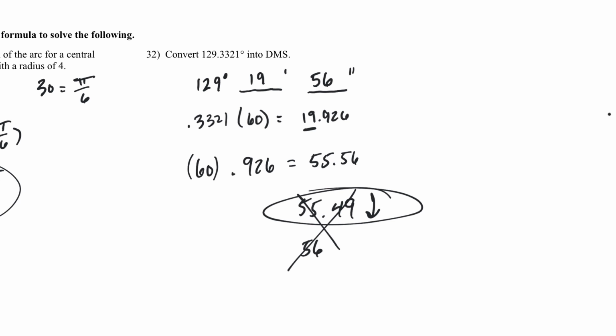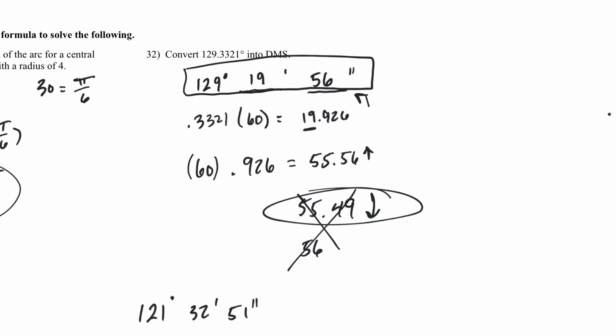Say it one more time. 5 or more, raise the score. 4 or less, let it rest. There you go. Okay, so we're going to round this one up to get our 56. And so we end up with 129 degrees, 19 minutes, and 56 seconds.